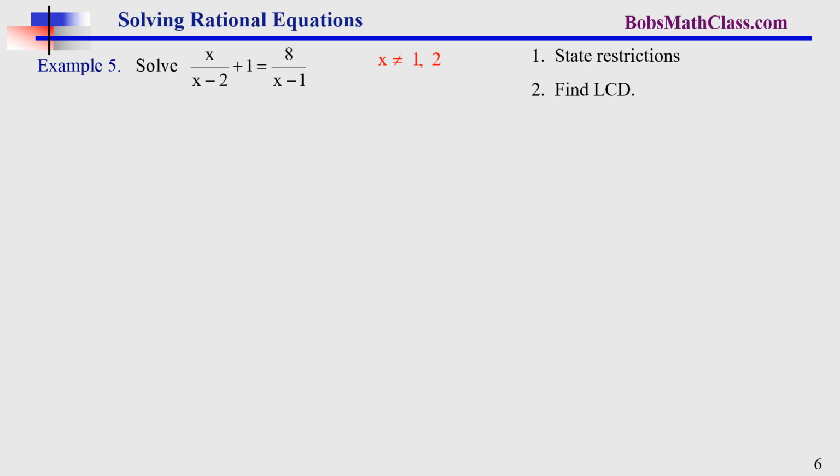Let's find our LCD. Our LCD will be both denominators, x minus 2 and x minus 1. Multiply each fraction by the LCD.